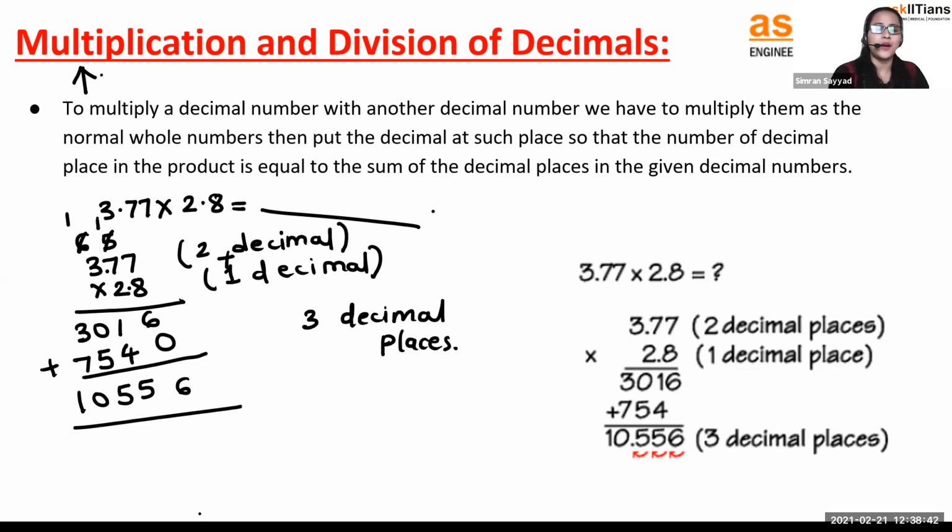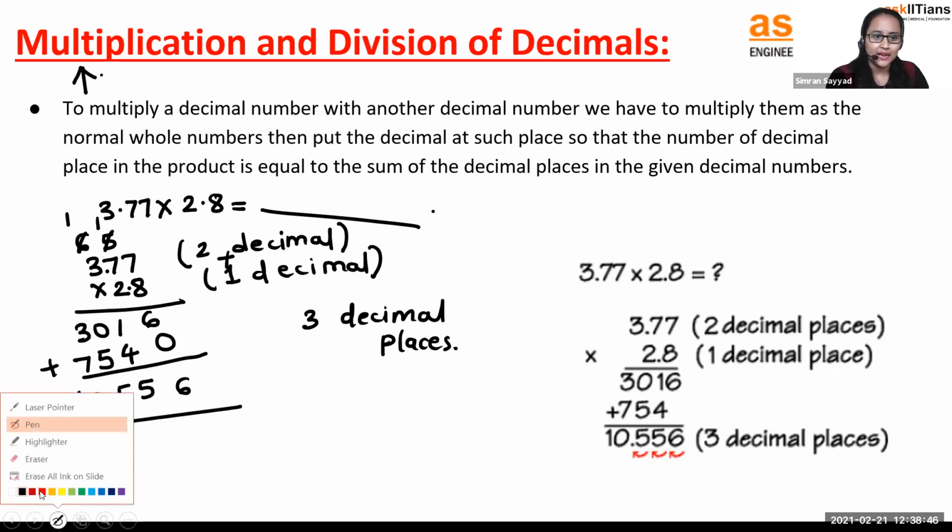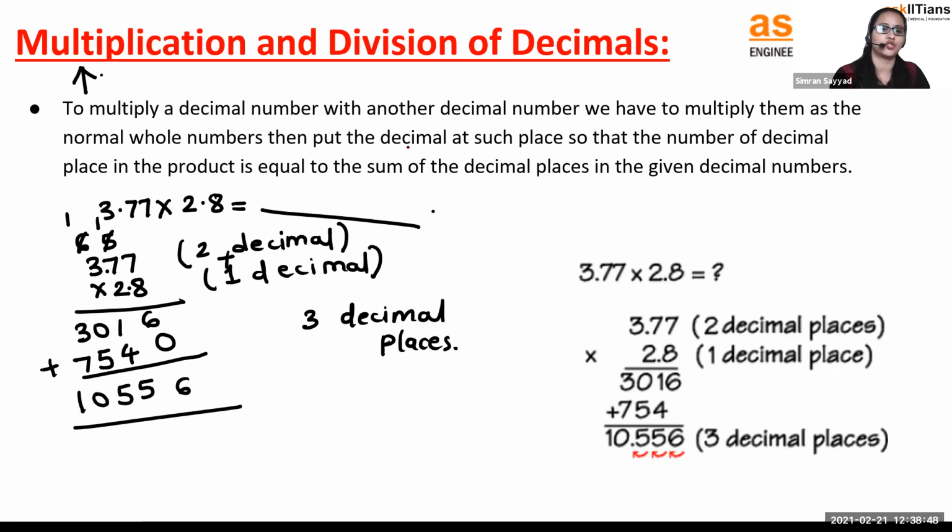So how are you going to put a decimal? Is it going to be from right or from left? So you have to consider it from the left part. So this is my 1, this is my 2 and this is my 3. So where am I going to put a decimal? Here. So this is my required answer. So what is my answer? 10.556.